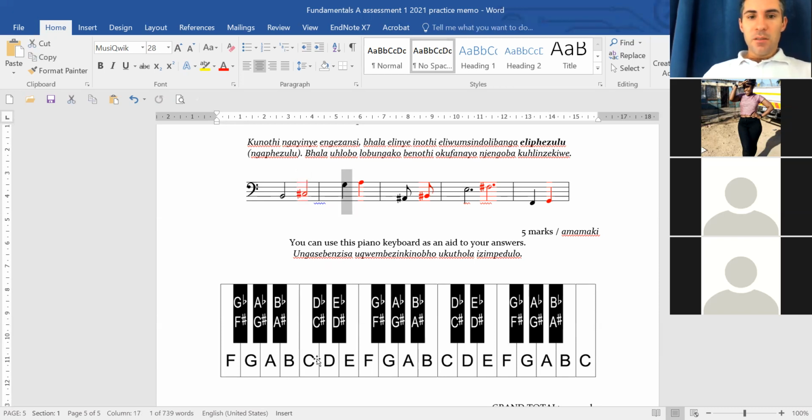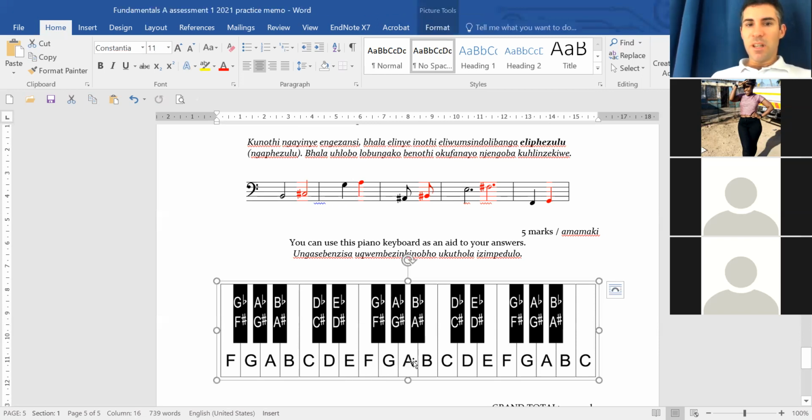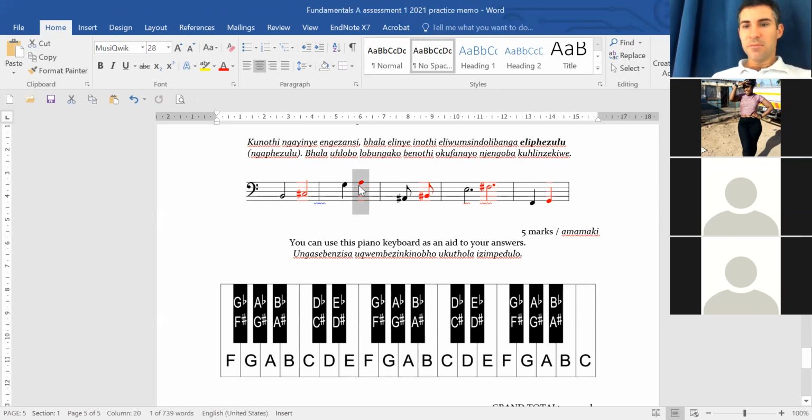Hey, Ben, what is this note over here? Yes, okay. So here's D on the keyboard. I take one step up, two steps, and we land on E. Okay. Good. What is this note over here? It's A. A, yes. But it's A sharp. All right. A sharp. So we find A sharp.